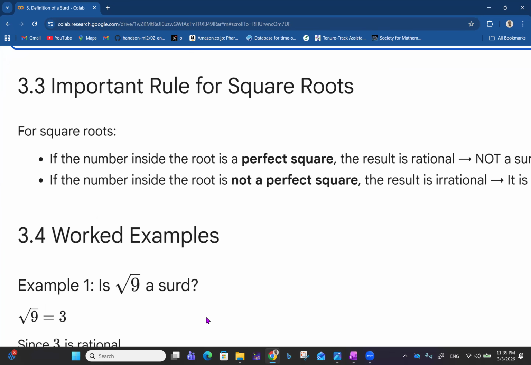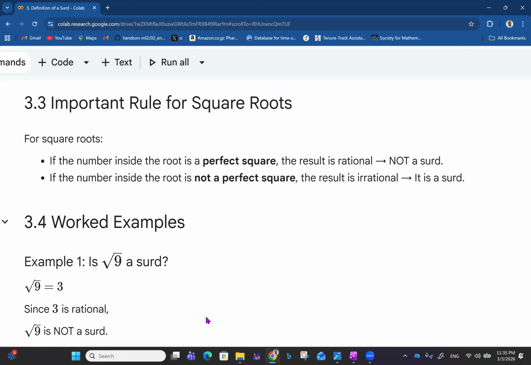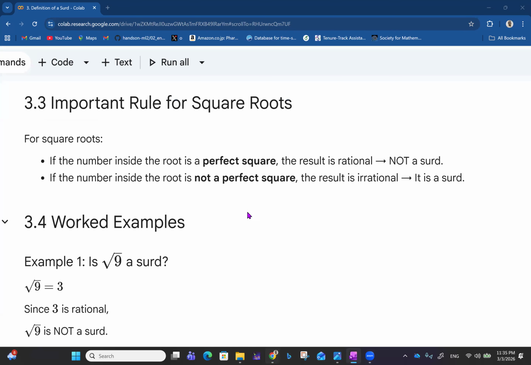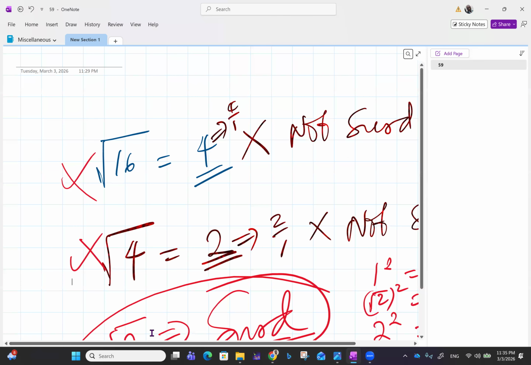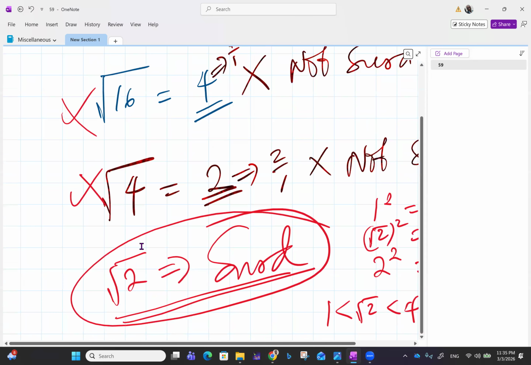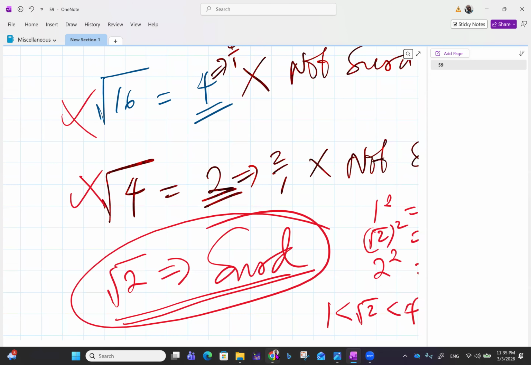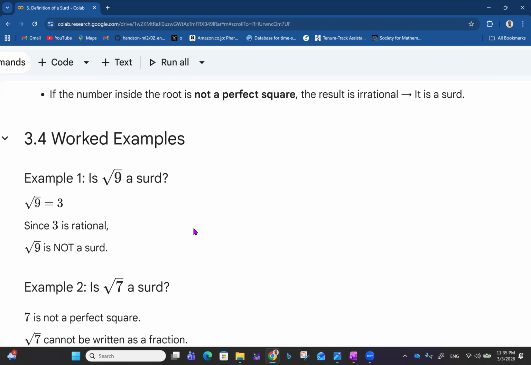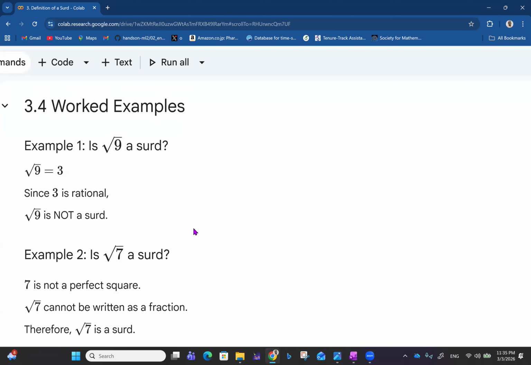So we have an important rule for square roots. For square roots, if the number inside the root is a perfect square, the result is rational, and that makes it not a surd, just like root 16 and root 4 that I talked about previously. If the number inside the root is not a perfect square, the result is irrational, and then it is a surd. Like 2 is not a perfect square, and that is why the square root of 2 is a surd. So we have some examples to deal with.